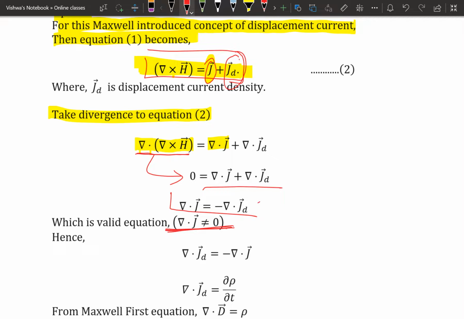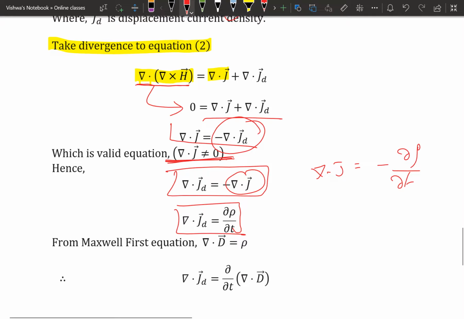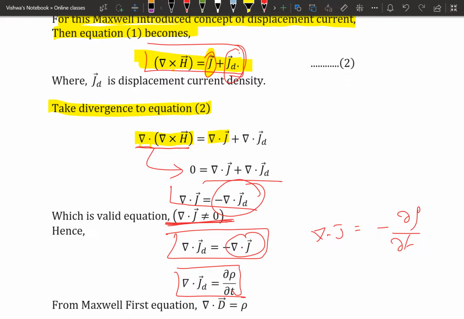But now we have to find the value of del dot Jd, the displacement current density. According to the continuity equation, del dot J is minus dou rho by dou t. Substitute this in the equation del dot Jd equal to minus del dot J, then it becomes minus minus, plus. So del dot Jd equal to dou rho by dou t. Now we get the divergence of the displacement current, but we don't want the divergence, we want only the displacement current Jd, not del dot Jd. Find the Jd value, then substitute in equation 2, then it will be complete.